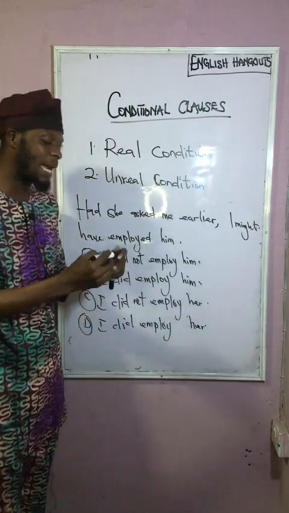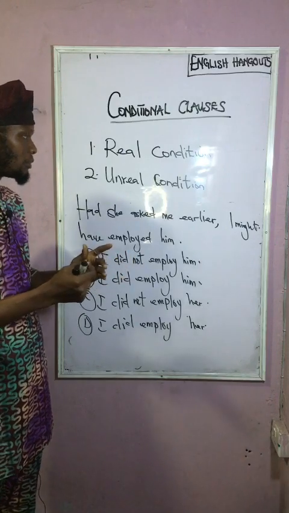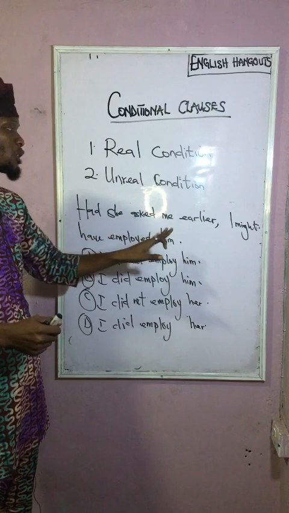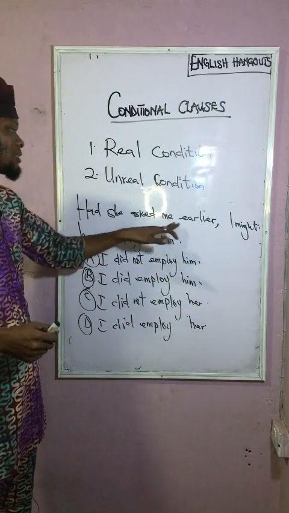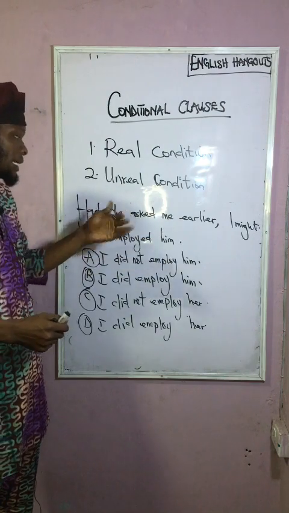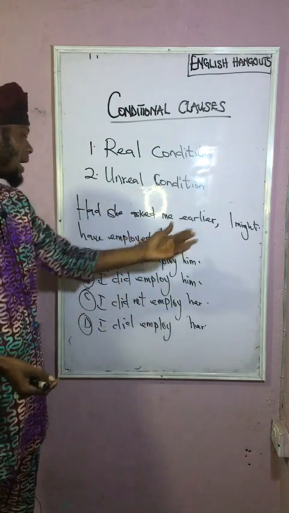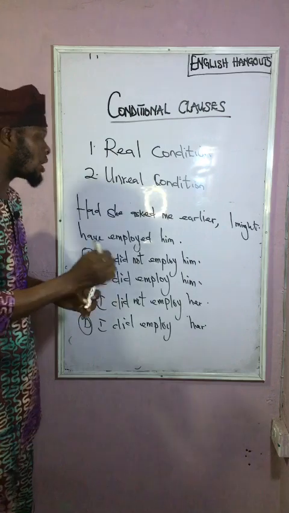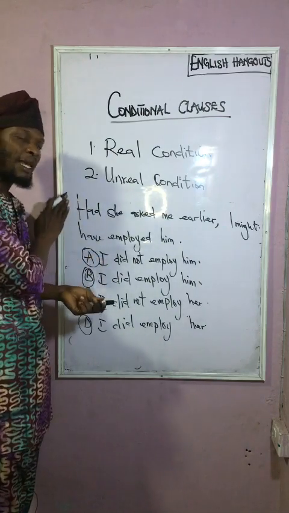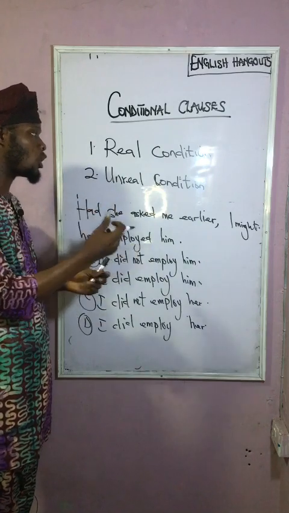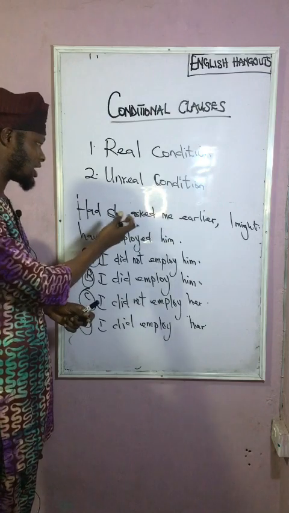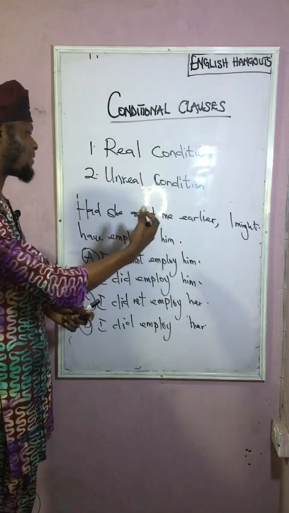So what the examiner expects from learners or students is to interpret this particular sentence. Had she asked me earlier? If she had asked me earlier, I might have employed him. One thing is, you should be able to determine if this expression is a real condition or an unreal condition. What we have here is, had she asked me earlier, I might have employed him.